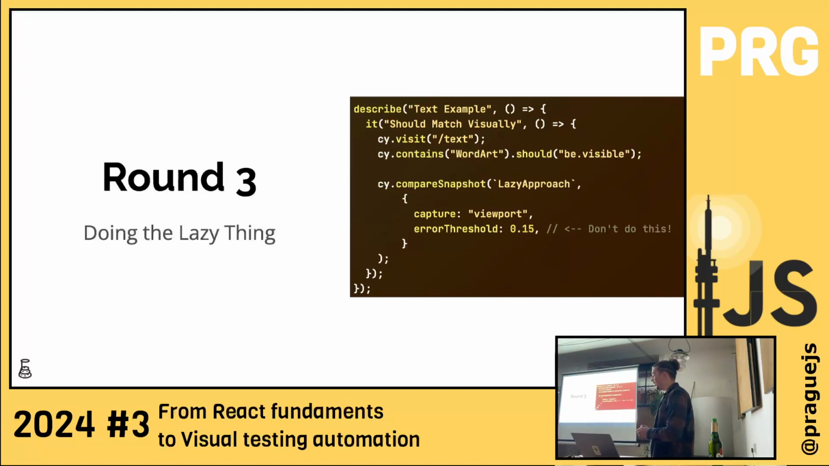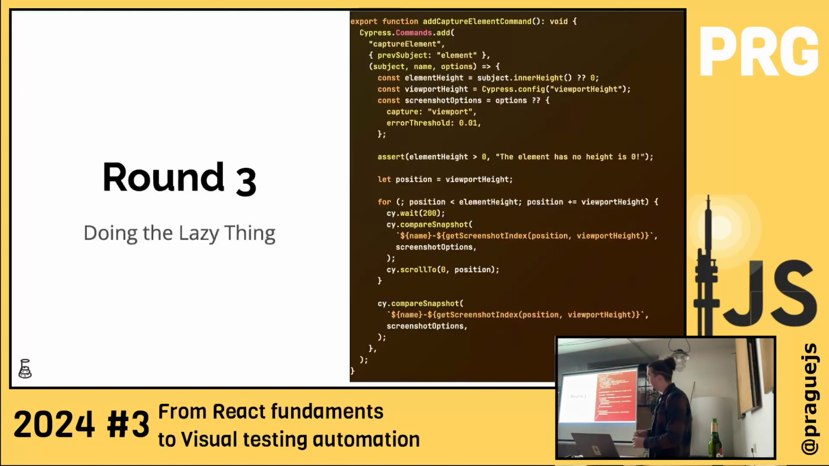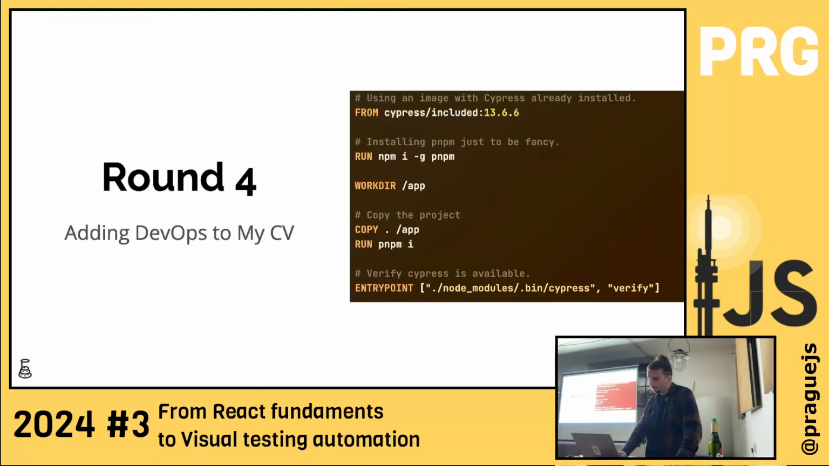And as I realized, the stitching and the scrolling wasn't very reliable. So I had to use an algorithm for scrolling the whole page and taking the screenshots one by one, and then instead of one screenshot, I had 10 screenshots. So yeah, that was painful. But let's get back to Docker.